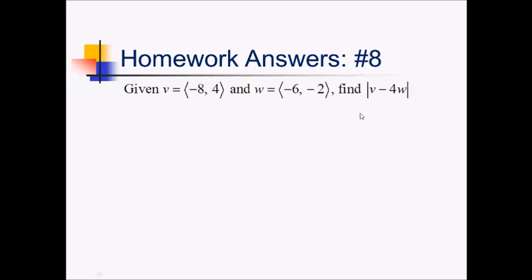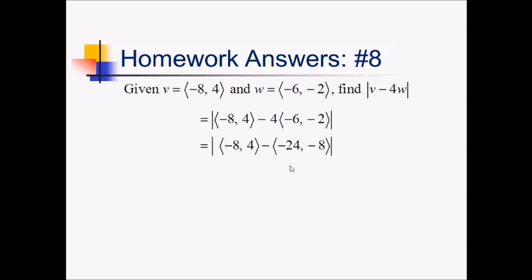For this problem, I need absolute value of v minus 4w. Let me start by plugging in the component forms here. So this is going to be absolute value of -8, comma, 4 minus 4 times -6, comma, -2. I have to do everything inside the absolute value before I apply the magnitude here. So I'm going to do this 4 times next. So distributing the 4, I'm going to keep the minus here. So this is going to be -24, comma, -8 inside.